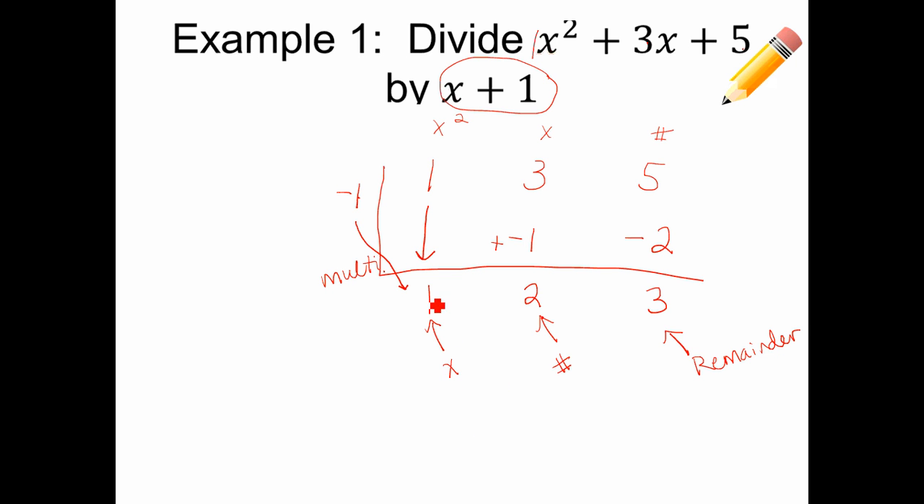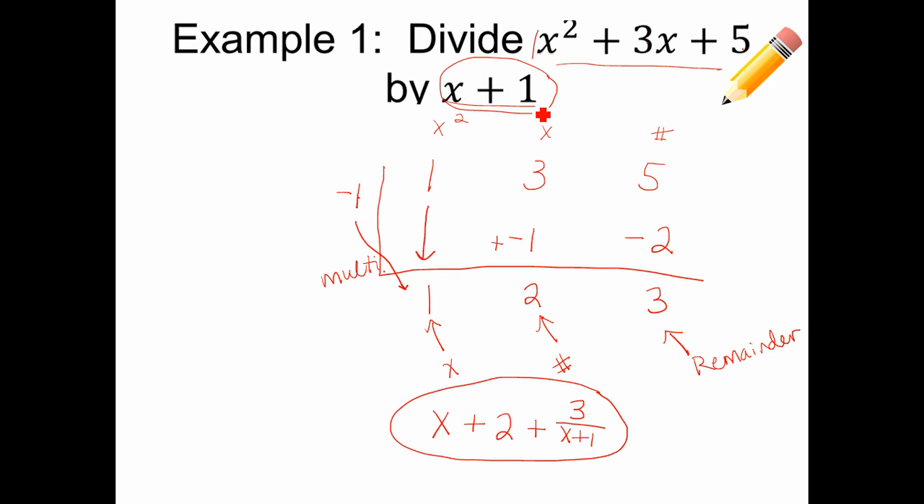So my answer is telling me that I have 1x plus the number 2 plus the remainder of 3 out of, what was I dividing by? x plus 1. This is my quotient. This is what I would get if I divide this polynomial by this one using long division. Now notice it didn't divide out evenly. That's going to happen. That remainder is what makes us add that little fraction at the end.